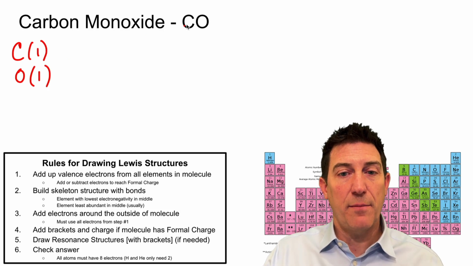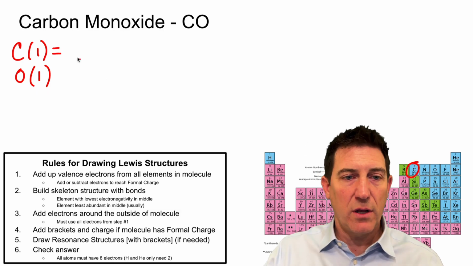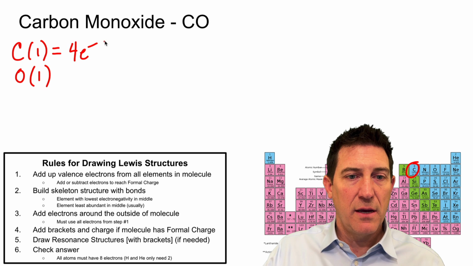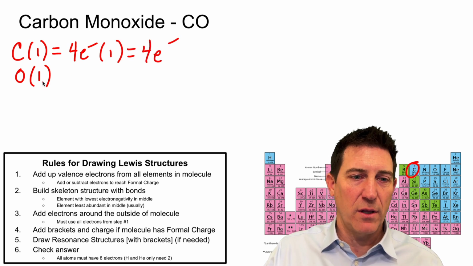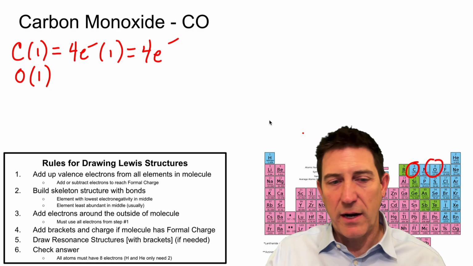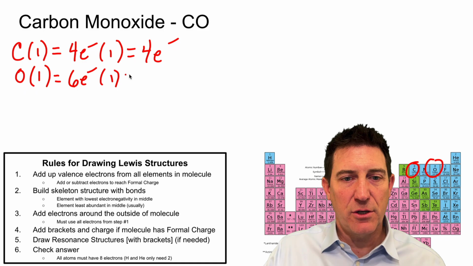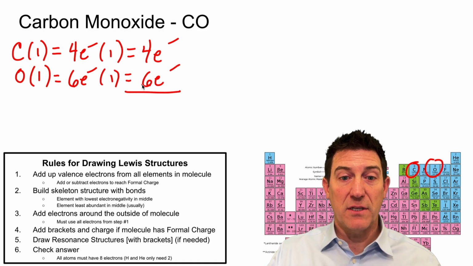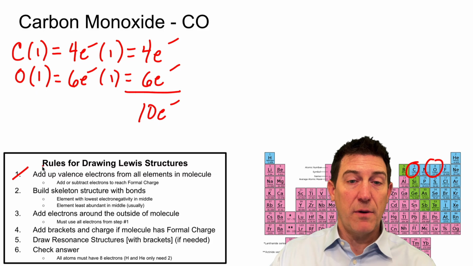We have 1 carbon and 1 oxygen. Each carbon, let's come over here and find it, brings 4 electrons to our party. One carbon's going to show up. That's a total of 4 electrons. Each oxygen, we already looked it up before, brings 6 electrons. 1 is going to show up to the party. That's a total of 6 electrons. We add these up. 4 plus 6 is 10. Does it have a formal charge? No. So we're done with number 1.